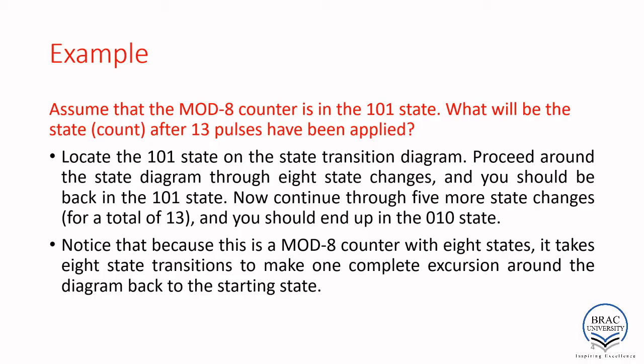Okay, so notice that because it is a mod 8 counter with 8 states, it takes 8 state transitions to make one complete excursion around the diagram back to the starting state. So after the mod number of pulses, you get the starting state. This concept is very important and it will be needed for the next problem as well.